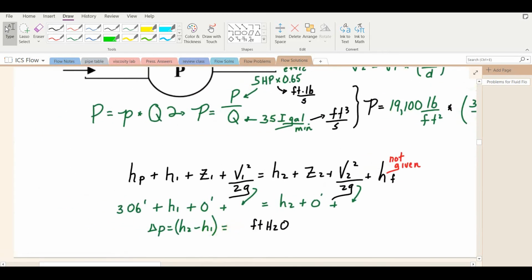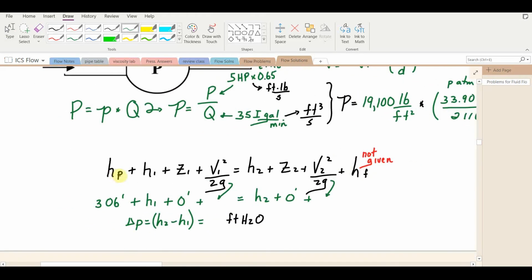So here's Bernoulli's equation. We have the pressure provided by the pump, which we're kind of given. We'll figure that out. And then we have the pressure at point 1 plus elevation at point 1 plus the kinetic energy at point 1, is equal to the pressure at point 2 plus elevation at point 2 plus kinetic energy at point 2, and then the head loss due to friction, which was not given in this problem.